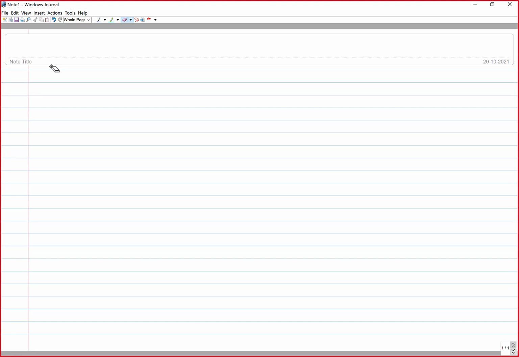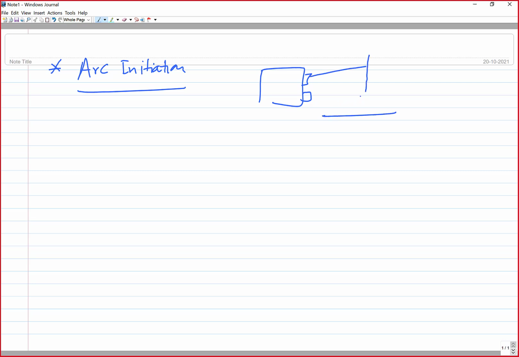Today I will talk about a few things, like one is arc initiation. How do we strike the arc? Basically, it is just like when you have a power source, and it is connected to the electrode, and this is the workpiece. So initially, certainly there is no arc.